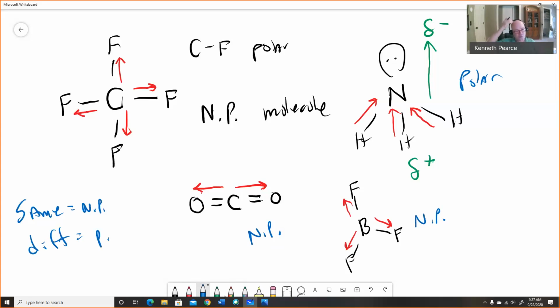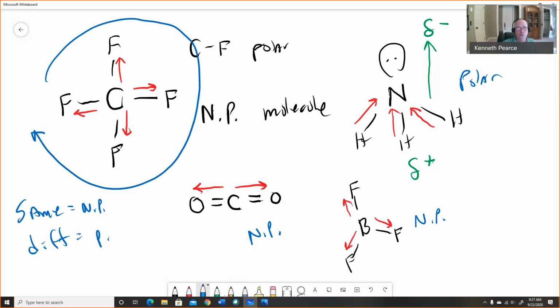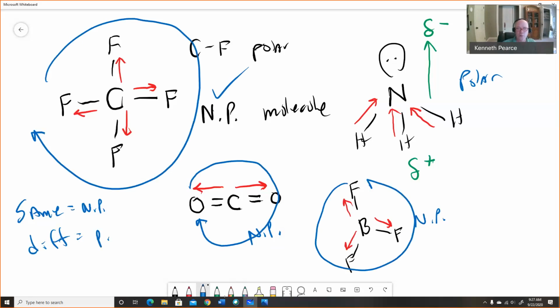So this is the same and different rule. And if you look at the carbon tetrafluoride, it's the same all the way around. So sure enough, it's nonpolar. Same thing with the carbon dioxide. It's the same all the way around. It's nonpolar. Over here, we have the same all the way around. But look here. We go hydrogen, hydrogen, hydrogen, and a lone pair. A lone pair is not the same as the hydrogens. Not the same. And so ammonia is polar because it's not the same all the way around.